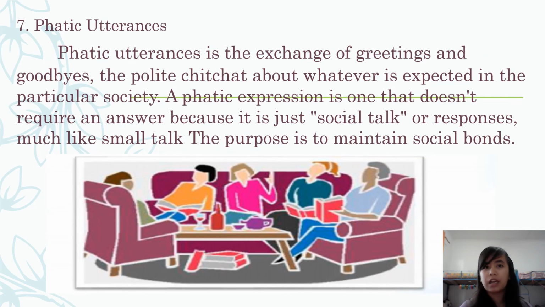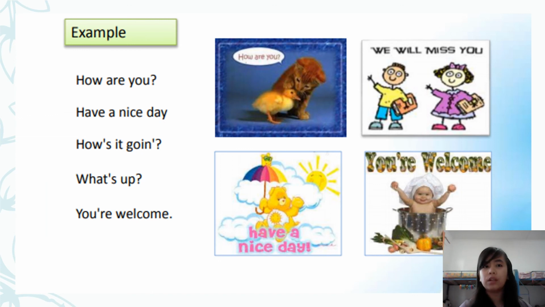The last one is phatic utterances. The purpose is to establish rapport or relationship between members of the same society. Phatic language has a less obvious function than the six types discussed above, but is not less important. Phatic utterances include greetings, farewells, polite formulas such as thank you, you're welcome, excuse me, and anything else. Here are examples. How are you? Have a nice day. How's it going? What's up? And you're welcome.